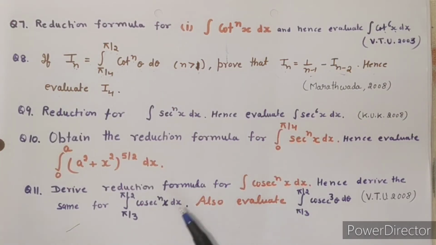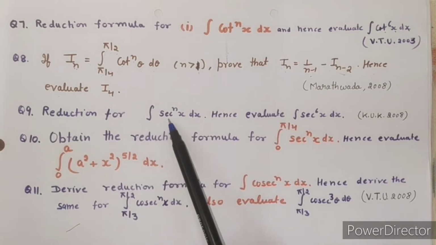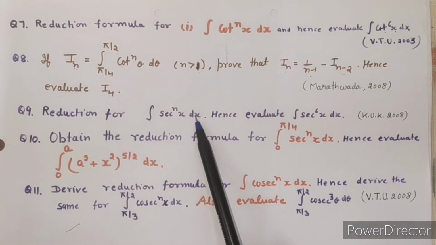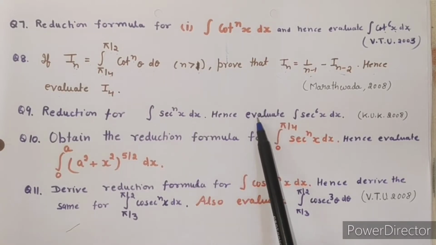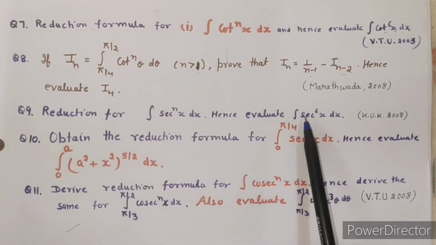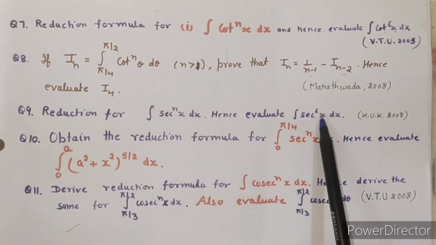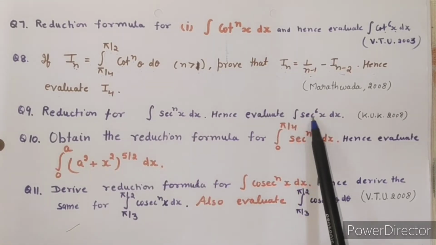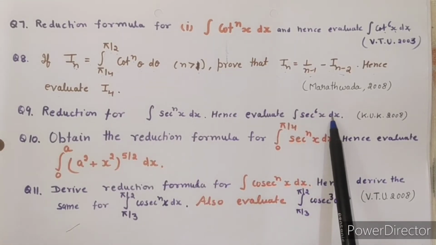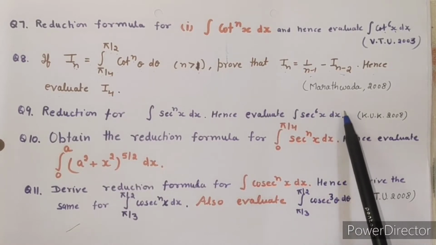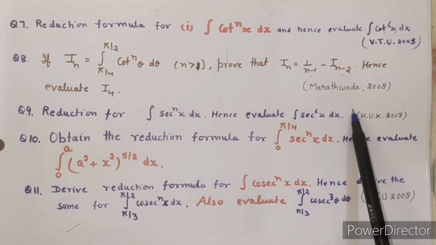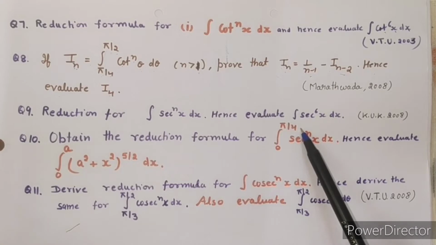Question 9 is to find the reduction formula for integration of secant nx dx, and then you have to evaluate the integral for the value of n equal to 6, that is integration of secant 6x dx. Now we first derive this reduction formula, then we will solve question number 10.